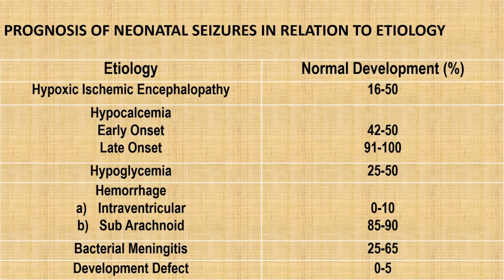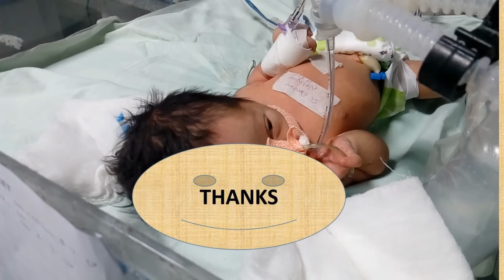And in hemorrhage, if the hemorrhage is intraventricular, which is common in preterms, prognosis will be very bad. Only 0 to 10% of newborns will have normal development. In subarachnoid hemorrhage, which is common in term babies, 85 to 90% will have normal development. So again, prognosis is good in subarachnoid. After pyomeningitis, 25 to 65% will have normal development. And prognosis is very poor if the newborn is having a developmental defect. Hardly 0 to 5% will have normal development. Thank you so much.